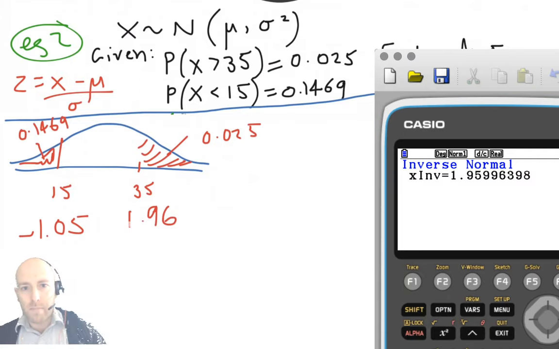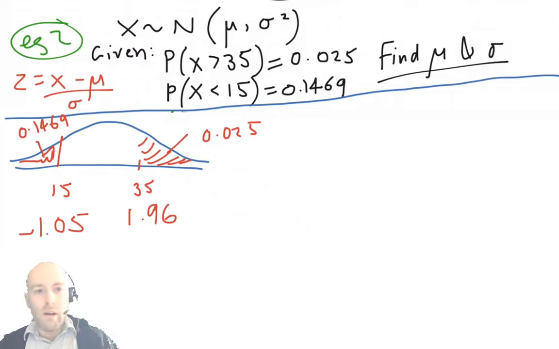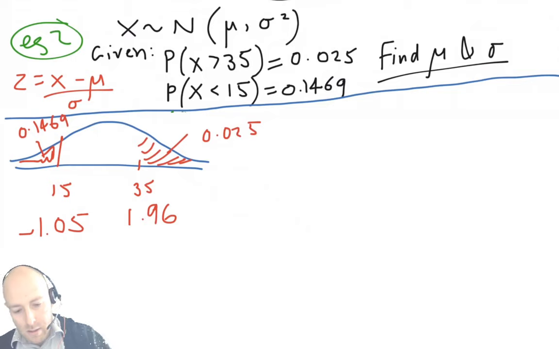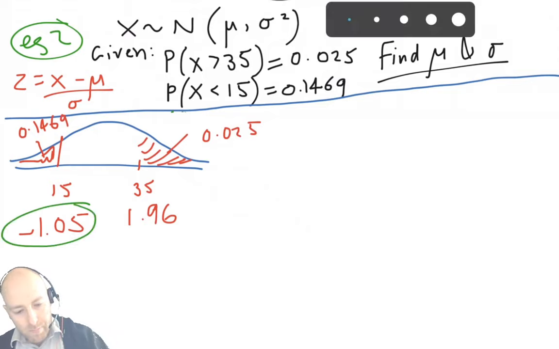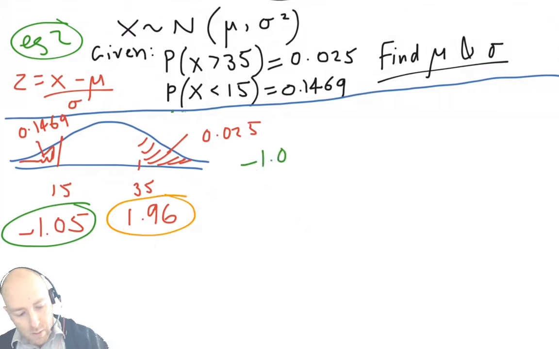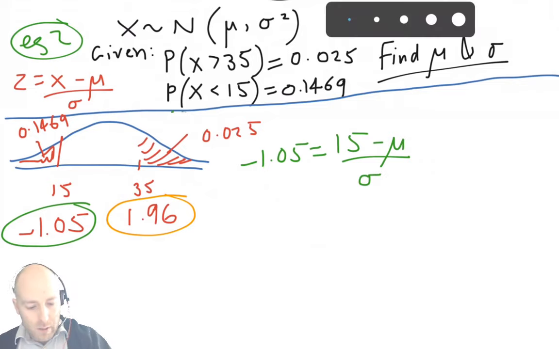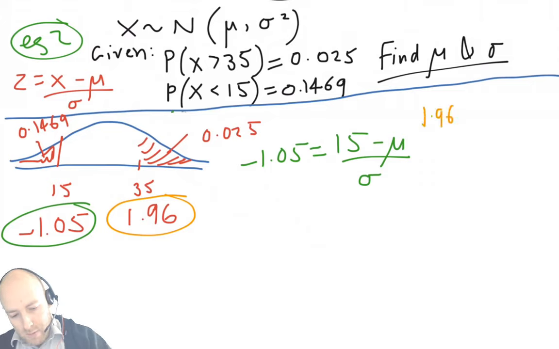So let's get rid of the calculator. There you go. Cool. All right. So we're going to transform both these Z values using our equation up there. So the first one we'll do in green, the second one we'll do in yellow. So minus 1.05 equals 15, which is x, minus mu over sigma. The one in yellow then, 1.96 is 35 minus mu over sigma.